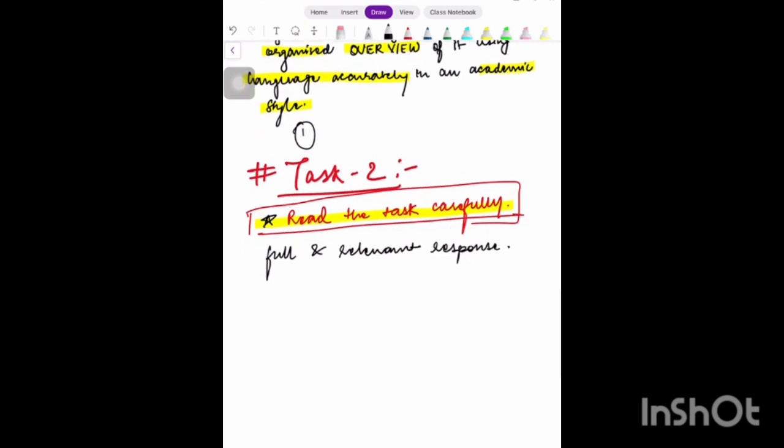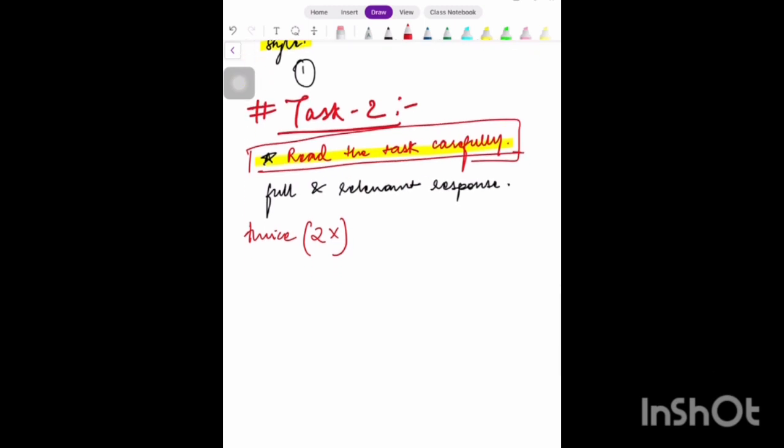So Task 2 contributes two times as much to the final writing band score as Task 1. So the test taker who fails to attempt to answer this task will greatly reduce the chances of achieving a good band. So now we'll talk about the task focus.